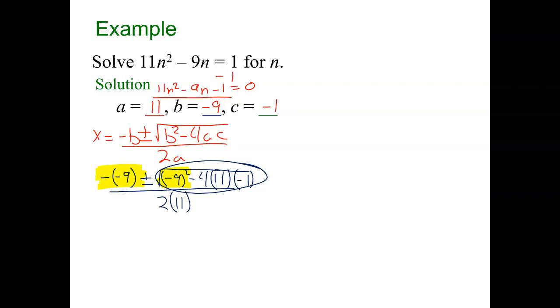So when I'm trying to simplify the radical, first I'm going to do my square. What's negative 9 squared? 81, okay? And then I'm going to take 4 times 11 times negative 1. What does that equal? It's going to end up being positive 44 because I've got negative 4 times 11 times negative 1. So I get plus 44, okay? Do that part first because a lot of times you'll make a mistake if you do the whole thing all at once.